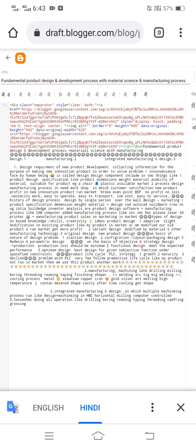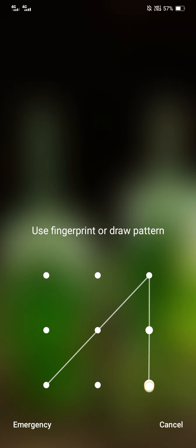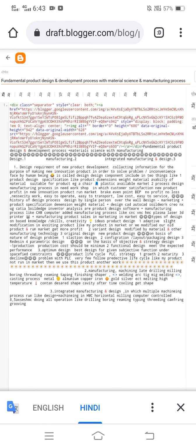This is a new topic in which a product flows in the market: necessary work, easy to operate, easy to transport, low cost, easy to service.